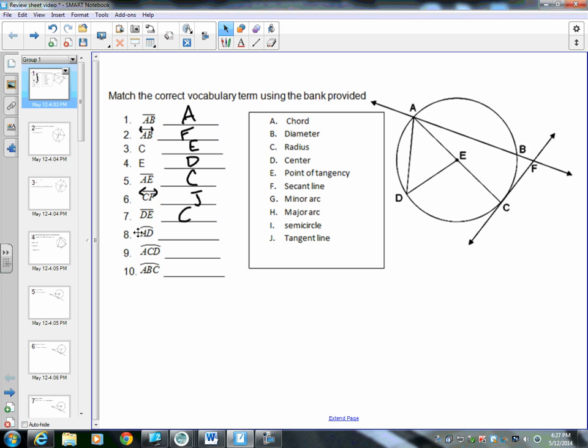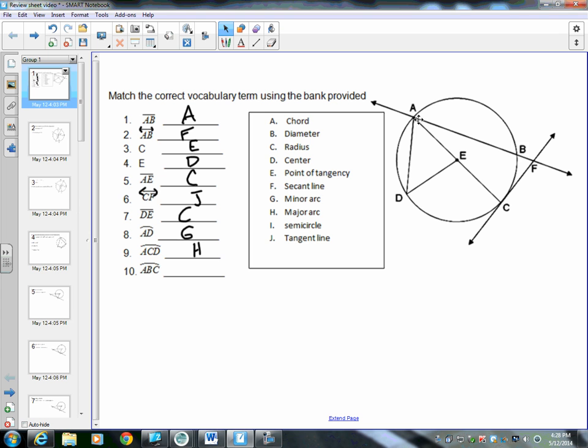Number eight, arc AD. It curves up there on the top. From A to D, it's not a very big arc. We also know that it's only two letters. If it's just two letters, it's a little arc called a minor arc. Number nine, ACD. From A around to C and then back up to D. This is a lot of the circle, not quite all of it, but quite a bit. ACD is going to be a major arc.